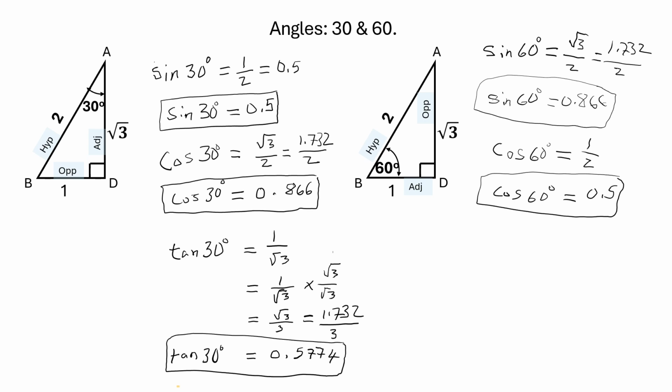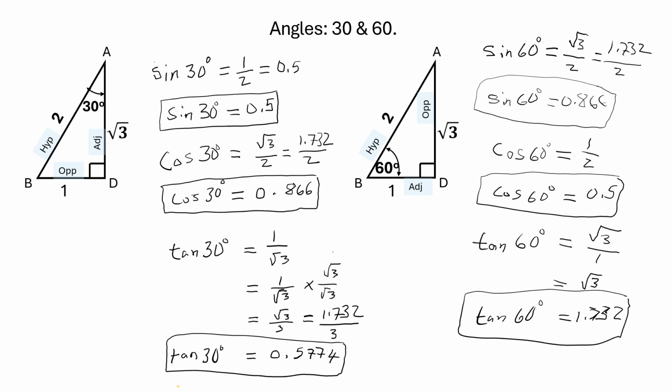Right, good. What about tan? Tan 60 degrees is opposite over adjacent. Opposite here is root of 3 and adjacent here is 1. So we can say that tan 60 is root of 3 over 1, which is root 3. So tan 60 degrees equals 1.732.